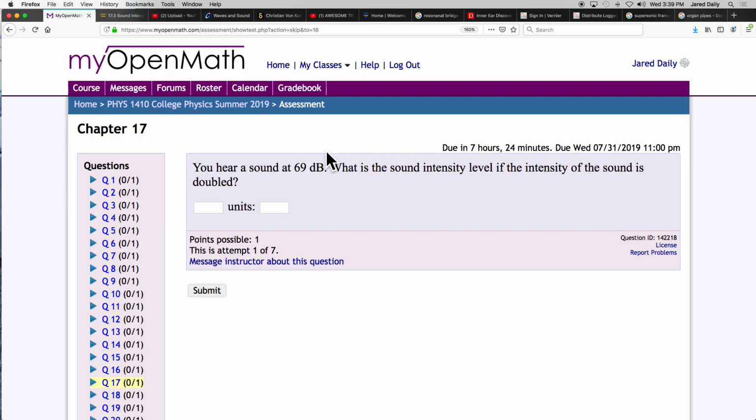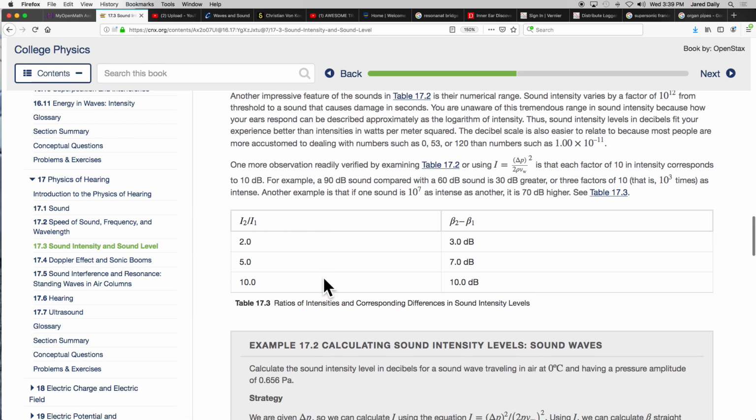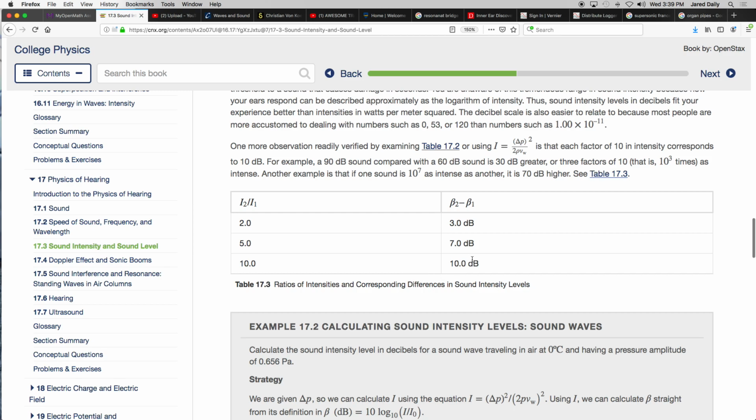And it's not linear, obviously. So you can use this chart. If it was going to be 5 times as intense, then you would add 7 decibels. If it was 5 times less intense, 5 times quieter, then it would subtract 7 decibels from your decibel scale.